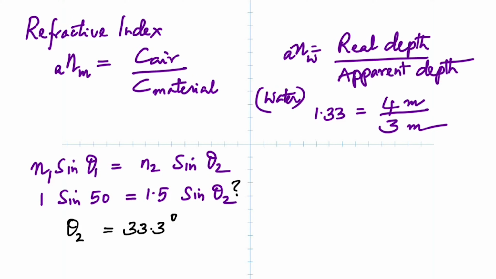Why did I put 1? Because that's the refractive index of air. And then 1.5 sine theta 2. We're looking for theta 2. Put this into your calculator and check if you get theta 2 as 33.3 degrees. If you do, you know how to apply Snell's law. So there are 3 ways of calculating the refractive index of any material. Those are the 3 formulas. 1, 2, 3, done.